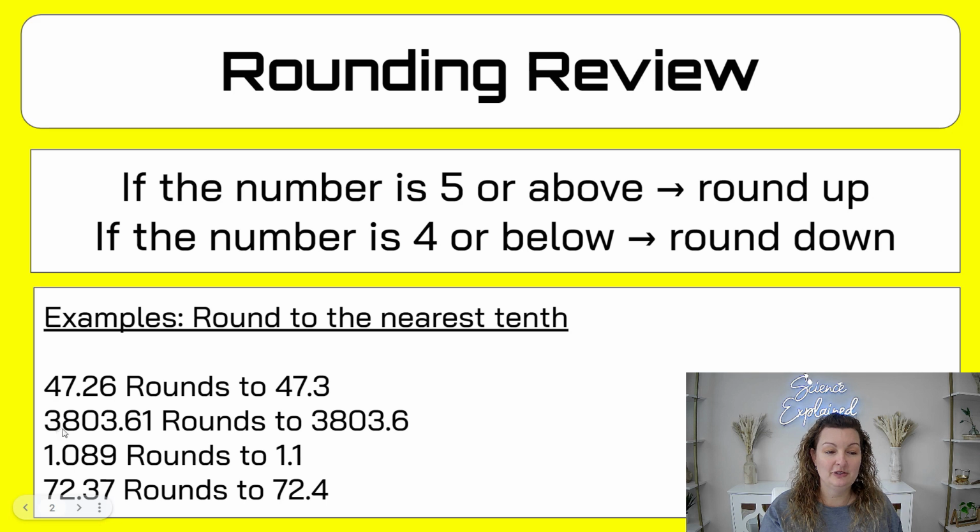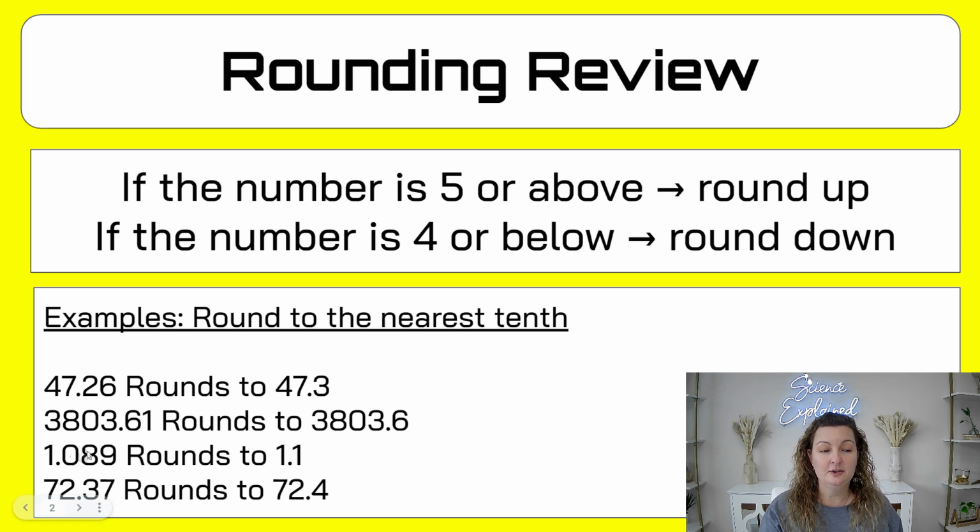If you look at the next one here, you can see the tenth place is a 6. So we're looking one behind it, and it's a 1, which is below a 5, right? It's the 4 and below. So we need to round down. In other words, we're going to keep just the 6 at the end.